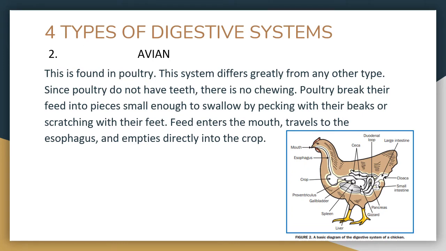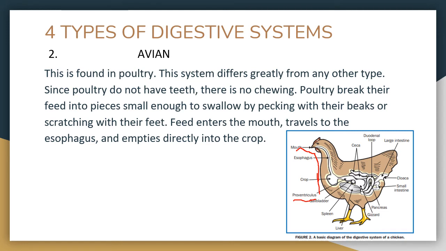Feed enters the mouth, travels to the esophagus, and empties directly into the crop. The crop is where the food is stored and soaked. Food then moves from the crop to the proventriculus. Proventriculus is the stomach in a bird, where the gastric enzymes and the hydrochloric acid are secreted.